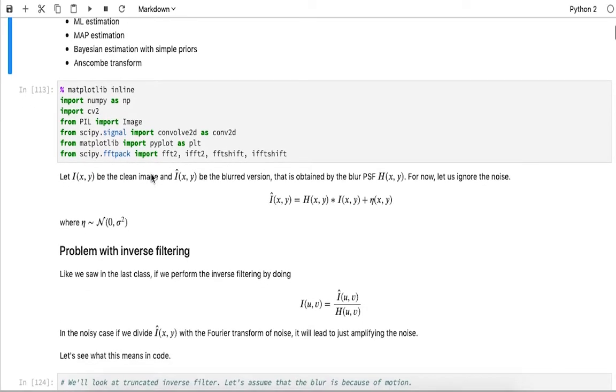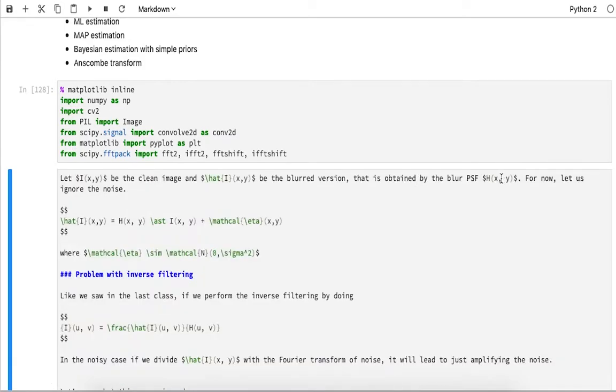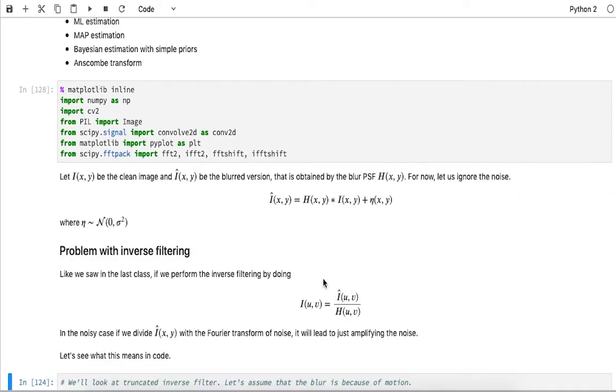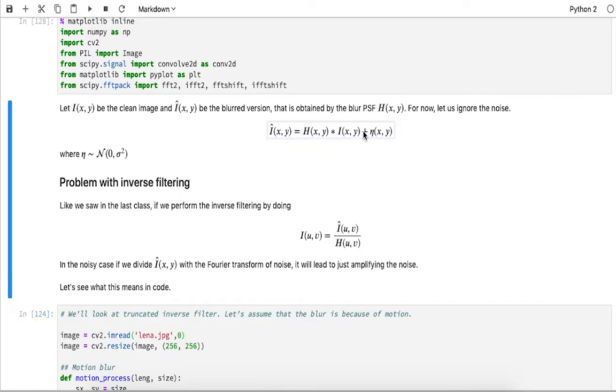Okay, so let's say we have a clean image which we call I(x,y), and I hat(x,y) is a blurred version of the image, and the blur is obtained by convolving with a PSF of h(x,y). For now, let's ignore noise. Let's say we don't have noise here.